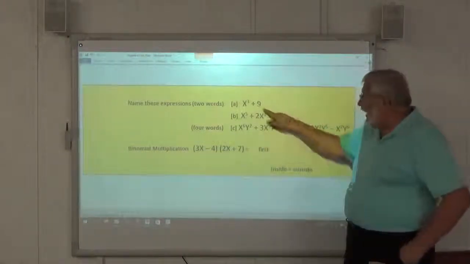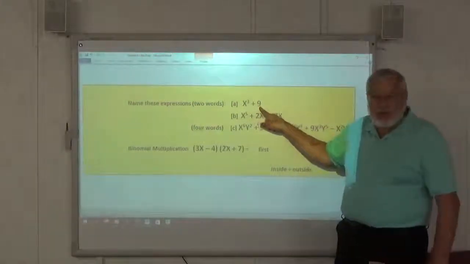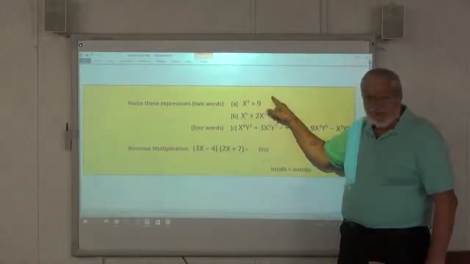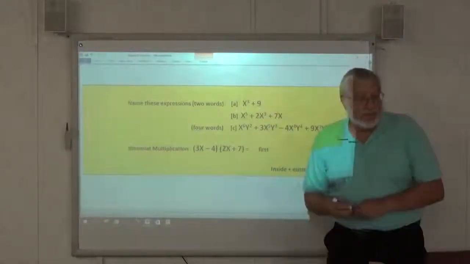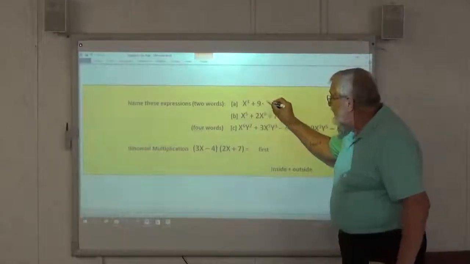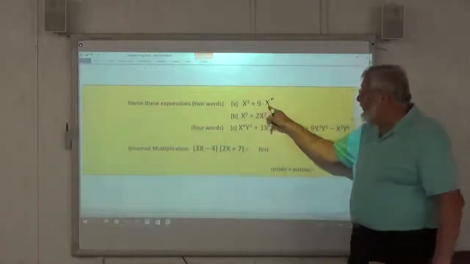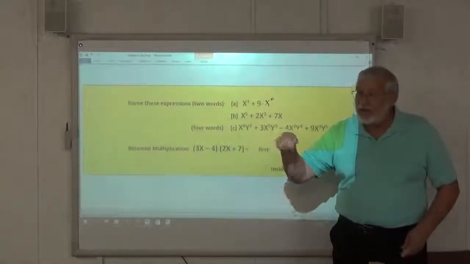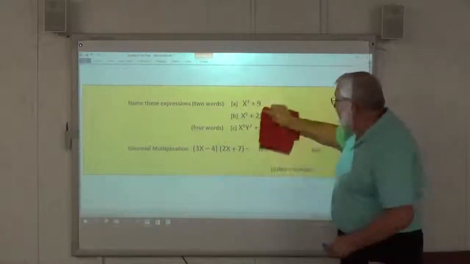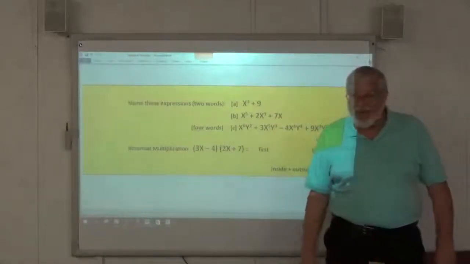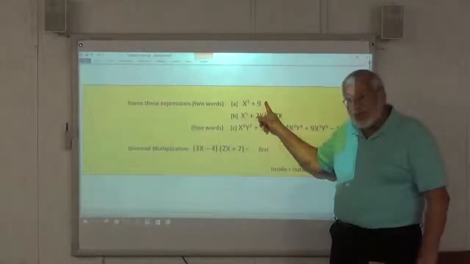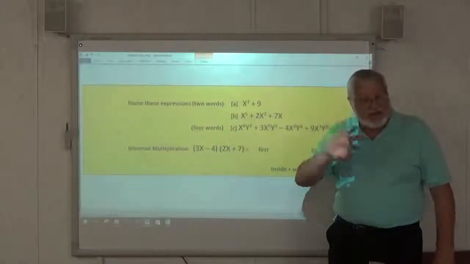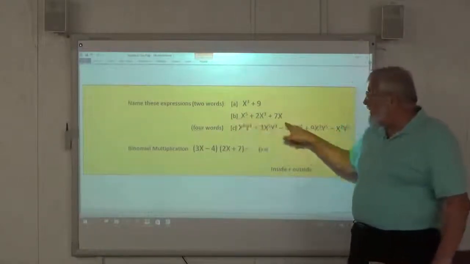So if I had this, what is the power of the variable that goes with the 9? The power is x to the 0 power, because this is times x to the 0 power. How much is x to the 0 power? 1. What is 1 times 9? 9. And so the simplest way to show that is just to show it like that. But there is a variable associated with this. That's something, again, it's an abstract idea, but it's something you have to recognize.